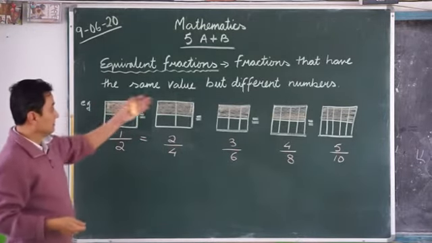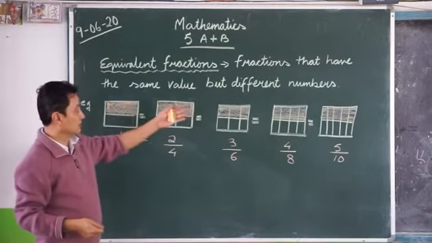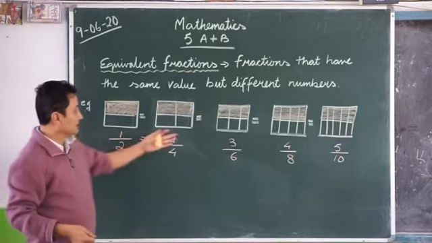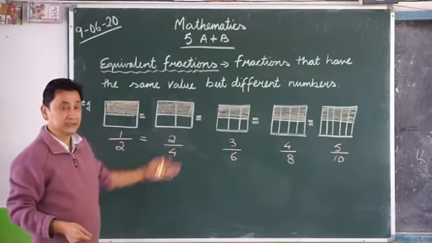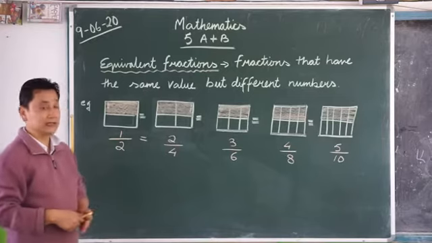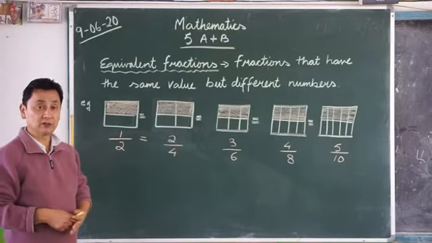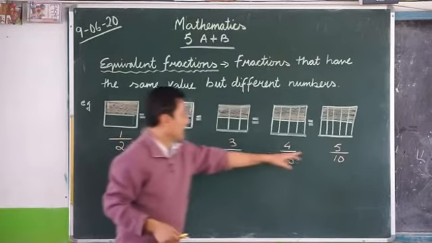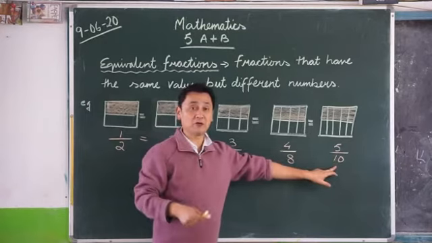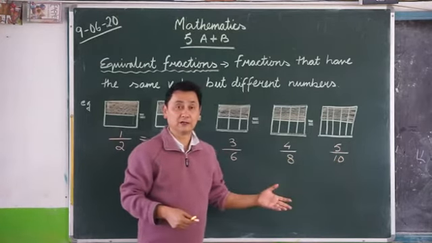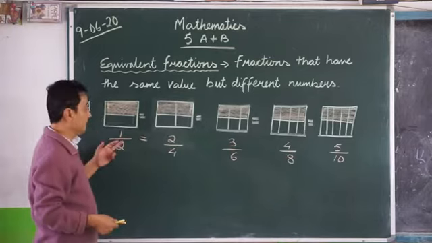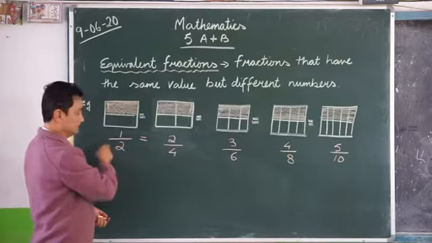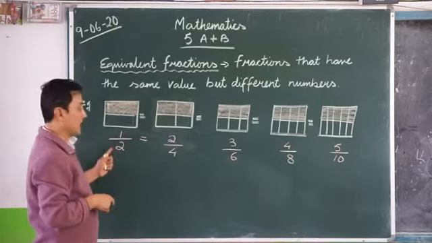Okay? So this picture shows us that the numbers are growing, but we are getting the same value. So these are known as equivalent fractions. What are they known as? Equivalent fractions. Here you may see, I got 5 upon 10. I got more than you? It's not that. We are getting the same half. Now when we reduce this, when we reduce all this, it should be half.